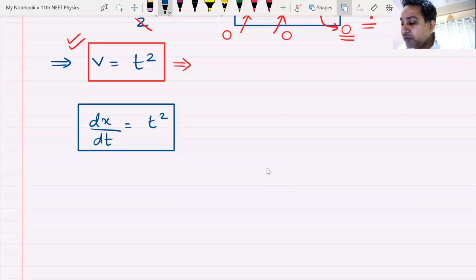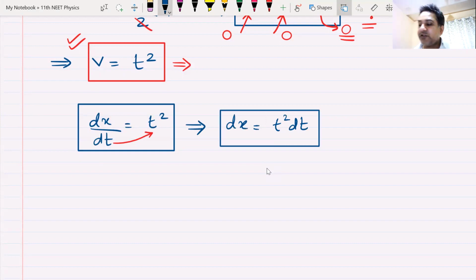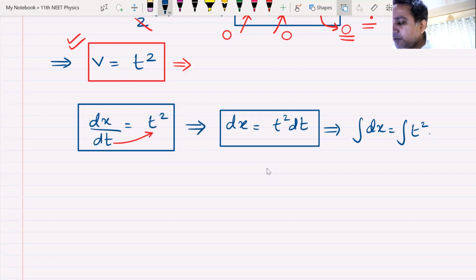Step number 1. Step number 2: dt goes this side, so I have dx is equal to t square dt. Step number 2 done. Takes us to step number 3. What is step number 3? I put the integration sign. Integral of dx is equal to integral of t square dt.